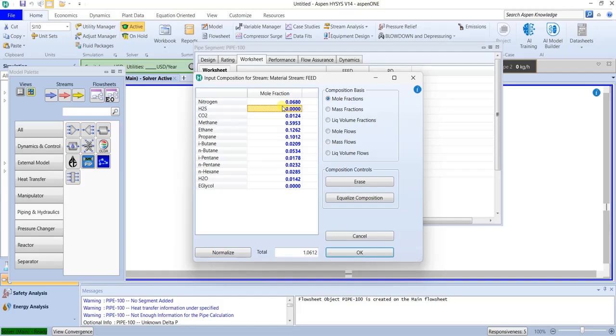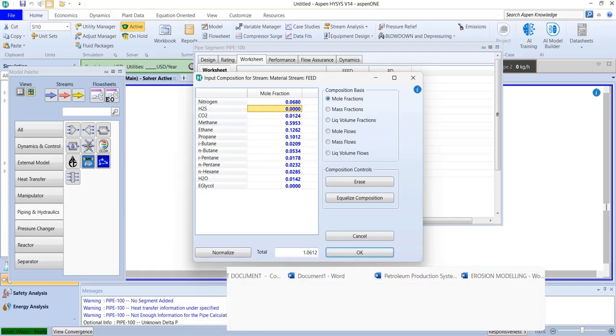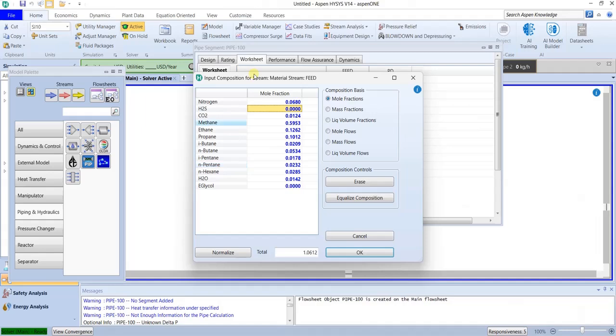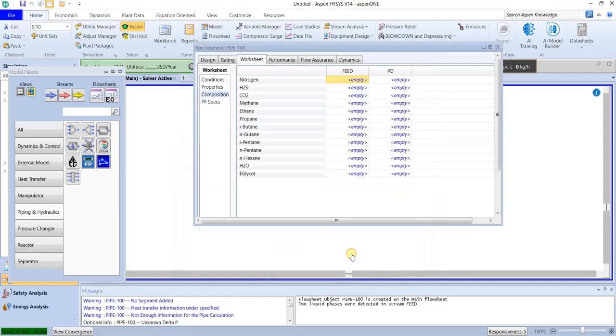Okay, so it's not summing to 1. So we have to confirm what it's supposed to sum to. 1. 0.068. Okay, 0.0068 actually. So that's the mistake. So it's supposed to be like this. So you have your total as 1 for composition.